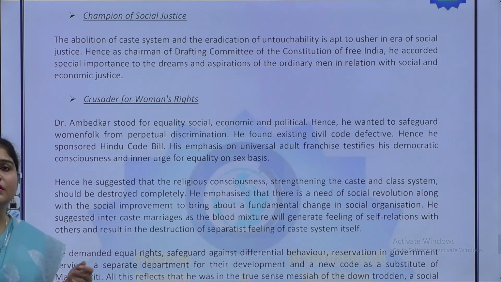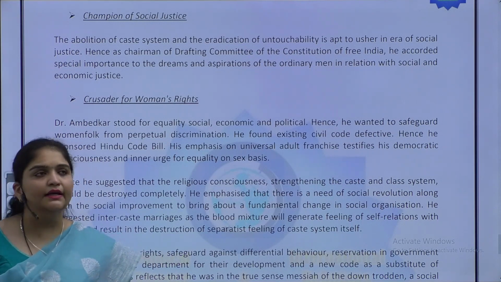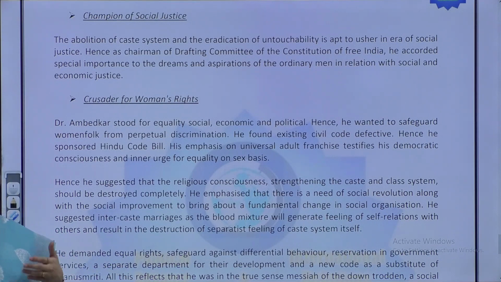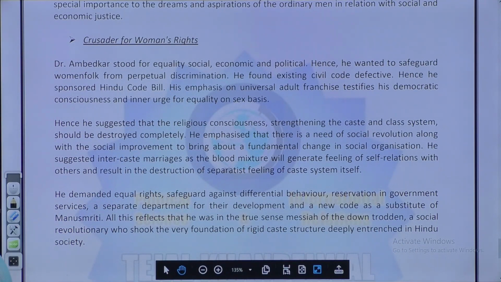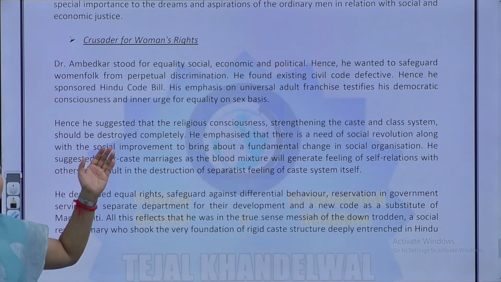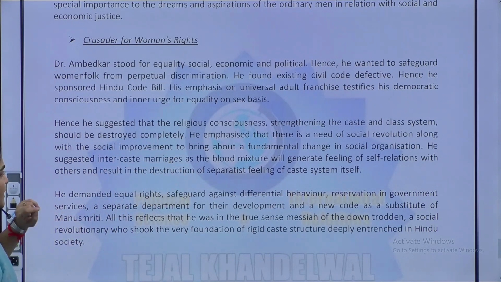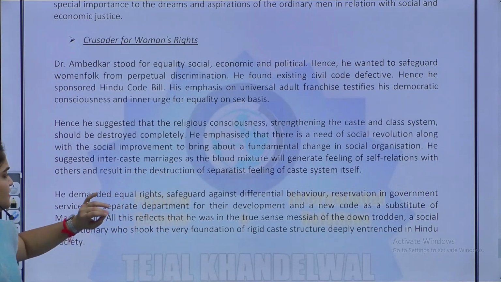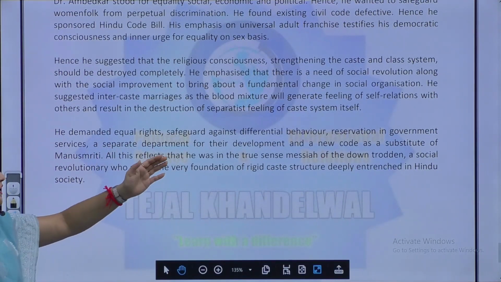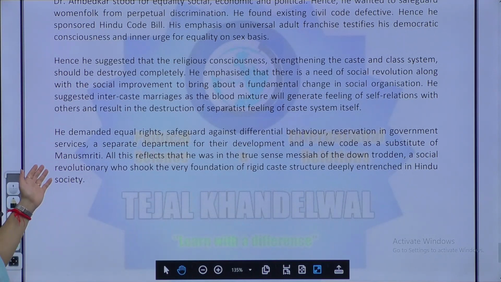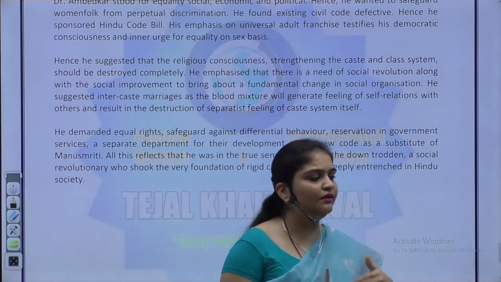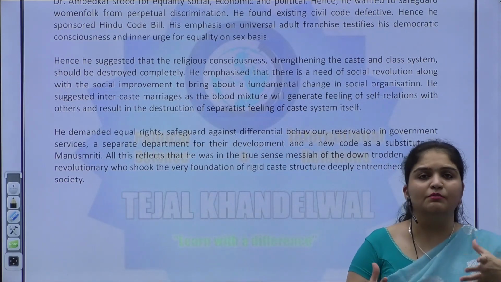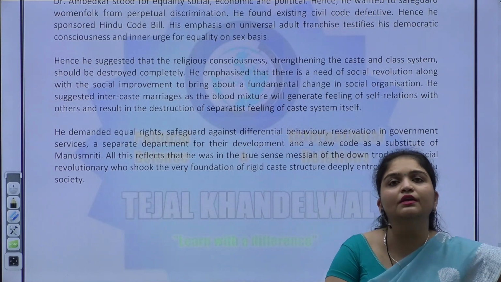He also pointed towards how the civil code was very ineffective, right, and that's why there is a need for a uniform civil code. He spoke about this also, that's why the Hindu Code Bill. And he suggested that religious consciousness and the strengthening of the caste and class system should be destroyed completely. So we need a social revolution in this regard. All right, for this he suggested intercaste marriages. So he demands equal rights, safeguards against differential behavior, and a new code as a substitute for Manusmriti. So in this way he was a social revolutionary, okay. So you have to point out the dimensions on which he is talking about this social revolution.